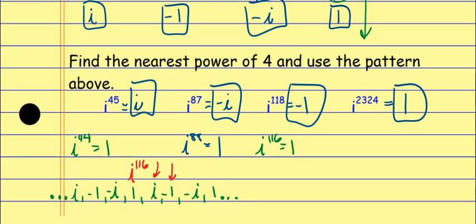So again, you find the one that's divisible by 4, you know that has to fall into the pattern at the spot of 1. Well, now it's just a matter of counting a little bit forward or a little bit backward to see where the value I'm looking for falls in this pattern. Is it at i, negative 1, negative i, or 1, okay?